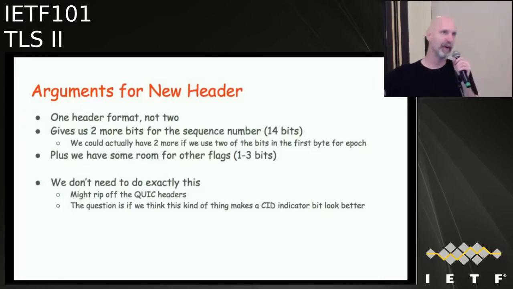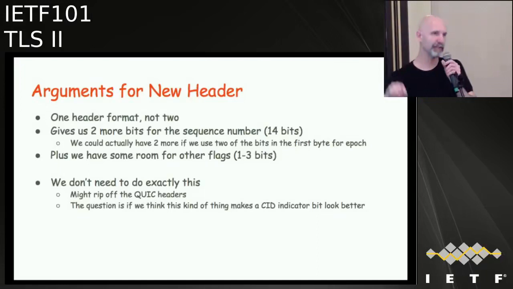This can carry both, because you have enough room for the 2 epoch bits, which is why you needed the long version, and you have enough room for the length, and you can have the length be optional, so you can do piggybacking or not piggybacking at your discretion. It gives us 2 more bits of sequence number, and as you see, we have at least three more flag bits if we want them.